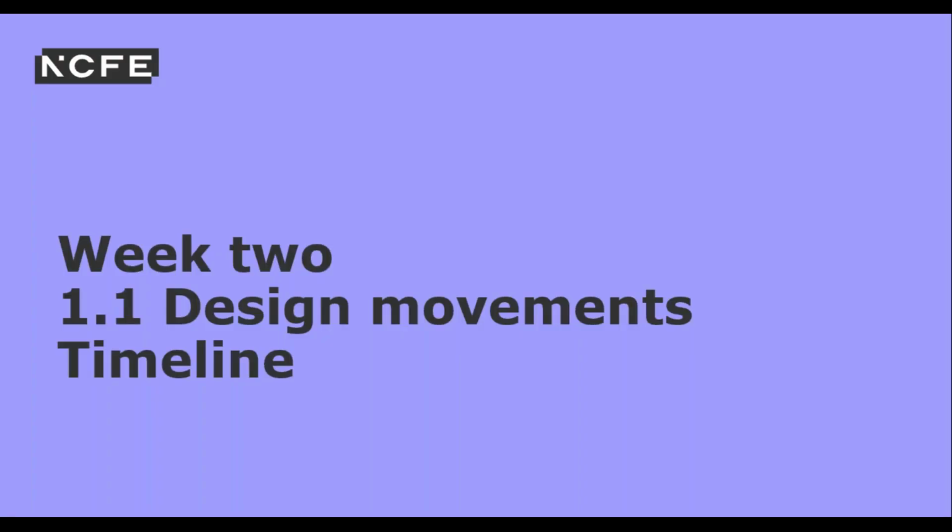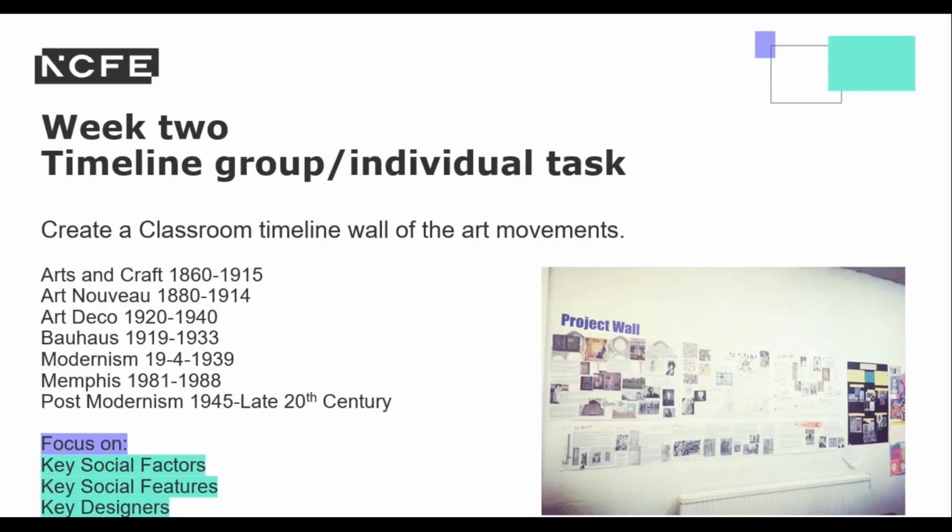Week 2, look at the design movements and an overview timeline. In week 2, start looking at the different areas of art and design history, getting your learners familiar with the terminology, styles and dates. This could be delivered through a group task where each group is given an art movement to research and they feed back to the whole class, creating a project wall timeline which can be referred back to over the qualification and added to, where learners could also photograph and add to their books, linking to that AO1, recalling the knowledge and showing understanding.